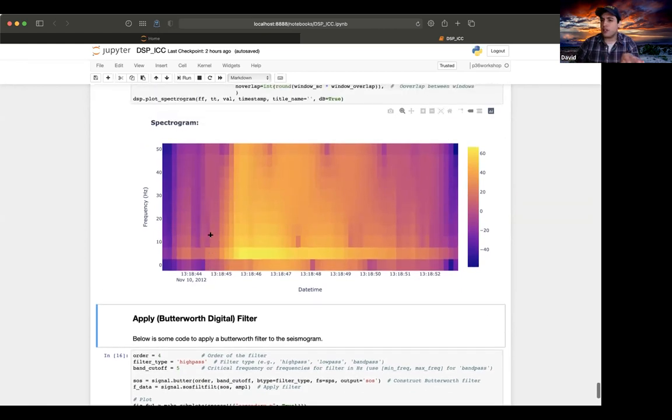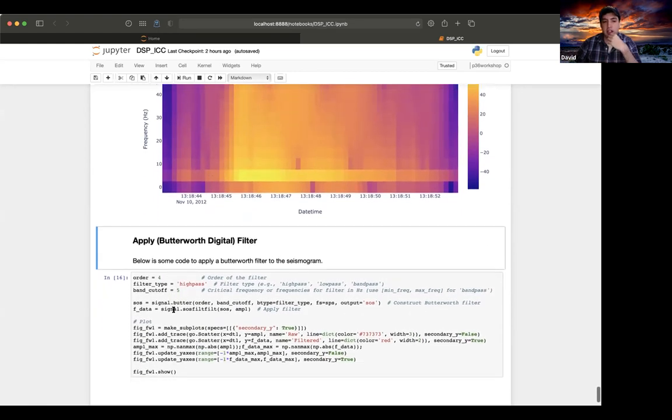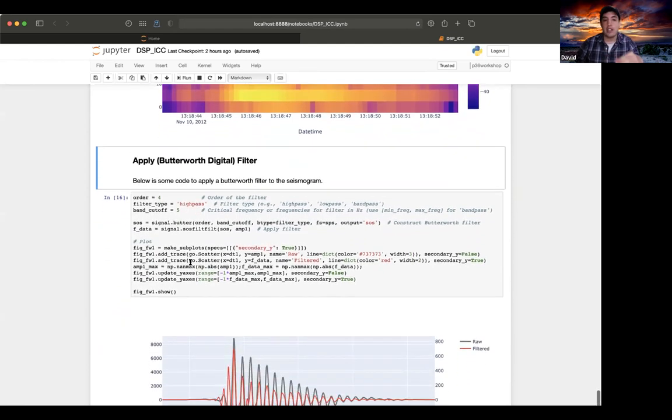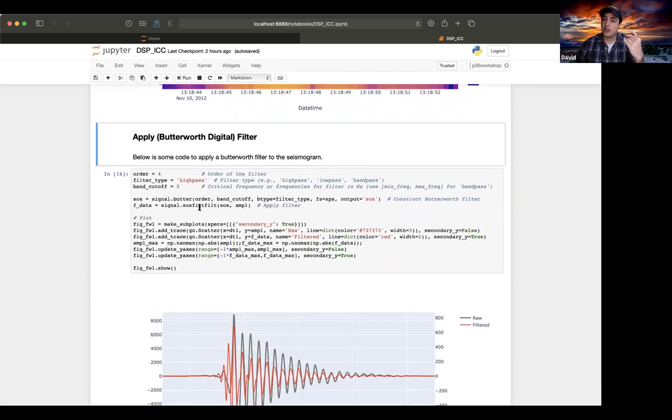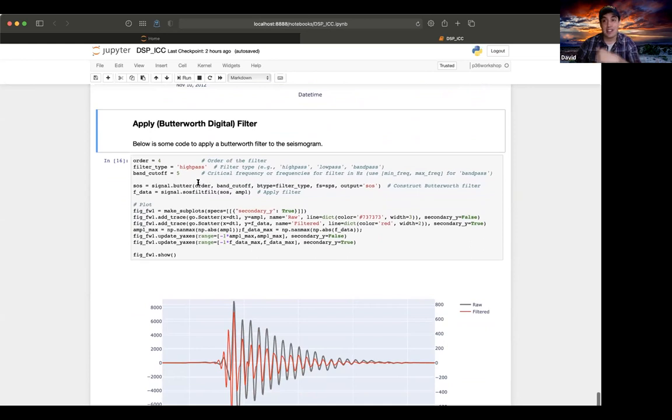So I don't know if there's anything else. Lastly, we can go back real quickly to an actual earthquake. But lastly, we can apply those filters. And in this case, I'm just going to apply a Butterworth filter. I'm not going to get too deep into it. And again, there's a lot of information.